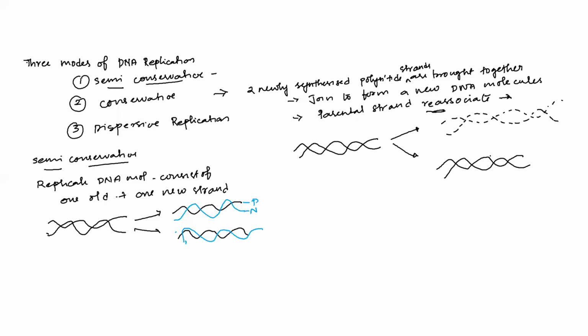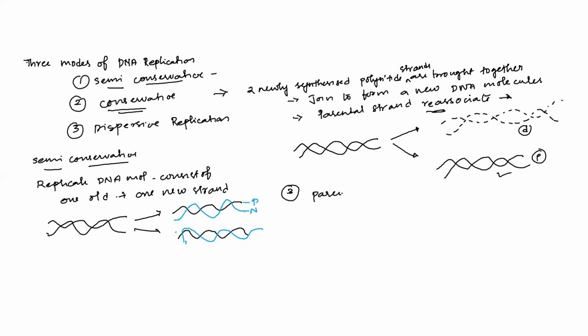Now, the two parental strands, as I told you, reassociate after acting as a template for the new strand, thus restoring the parental double helical structure, right? And the newly formed strands join to form the helix. So this will be the daughter strand, and this will be the parental strand. So this type of replication is known as conservative replication.